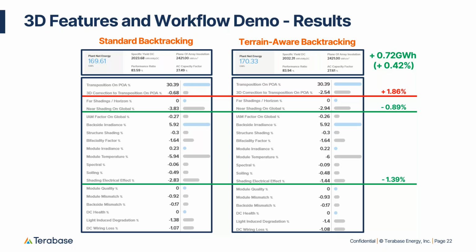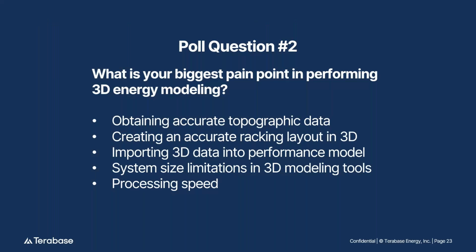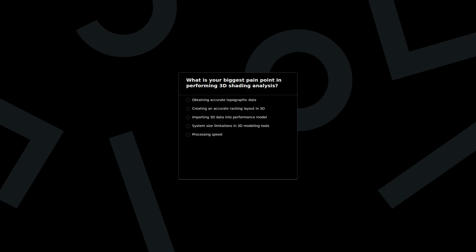All right, and with that, we'll progress on to our second poll question. So what is the biggest pain point in performing 3D energy modeling? Obtaining accurate topographic data, creating an accurate racking layout in 3D, importing 3D data into performance model, system size limitations in 3D modeling tools, or processing speed.